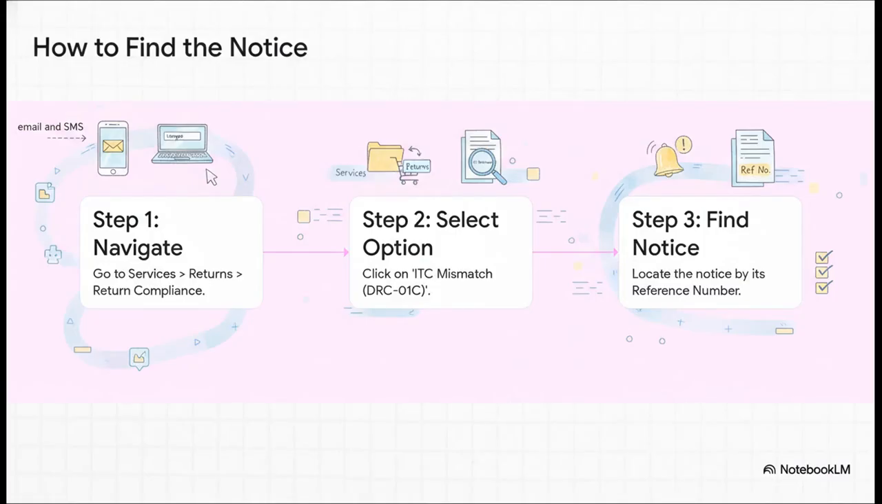First, you have to find the actual notice. You'll get an email and an SMS, but to work on it, you need to find it on the portal. Just log in, head over to Services, then Returns, and click on Return Compliance. From there, you'll see the ITC Mismatch option. It's right there waiting for you.